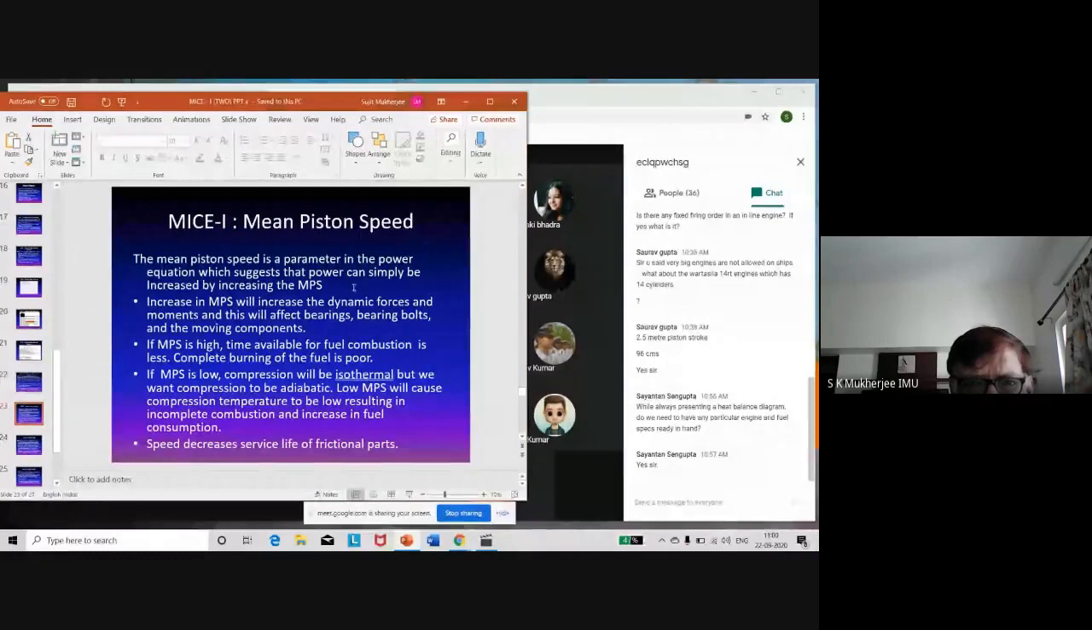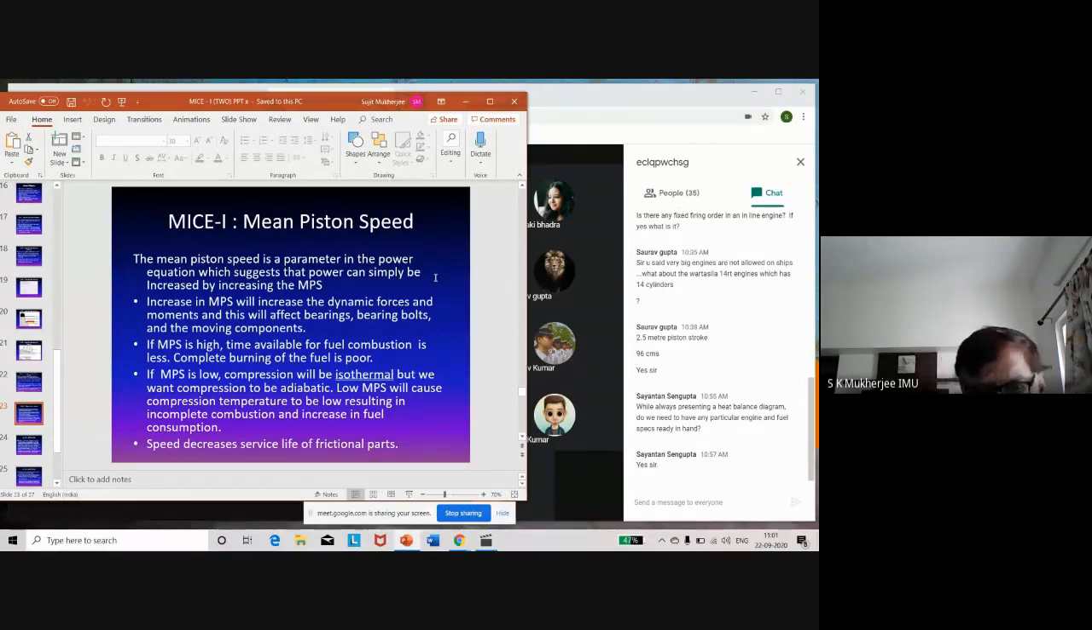The mean piston speed is a parameter in the power equation, which suggests that power can simply be increased by increasing the mean piston speed. Right now, you're only touching upon the subject. When we do indicator diagrams and calculate the power, we'll go into more detail about piston speed. But remember, the faster the engine speed, the more power developed and the more fuel consumption. Those are fundamental equations. Faster piston speed means more power, more fuel consumption, and of course more wear and tear. So that is why a lot of ship owners do not want medium speed engines.